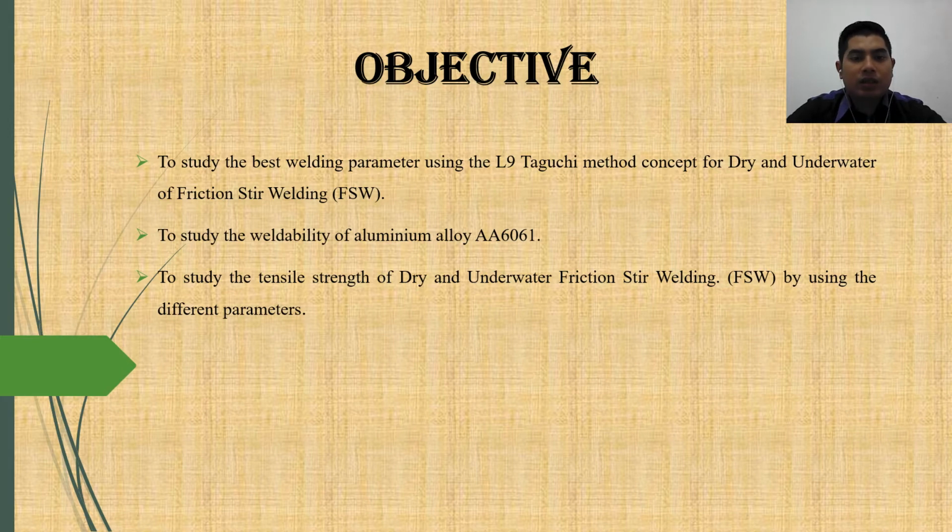Okay, these are the objectives for my PSM project. First, to study the best welding parameter using the L9 Taguchi method concept for dry and underwater friction stir welding. Second, to study the weldability of aluminum alloy 6061. Third, to study the tensile strength of dry and underwater friction stir welding by using the different parameter.